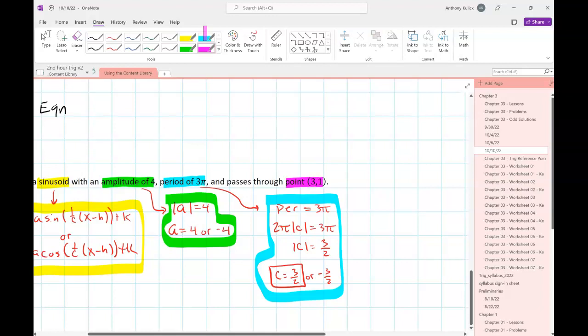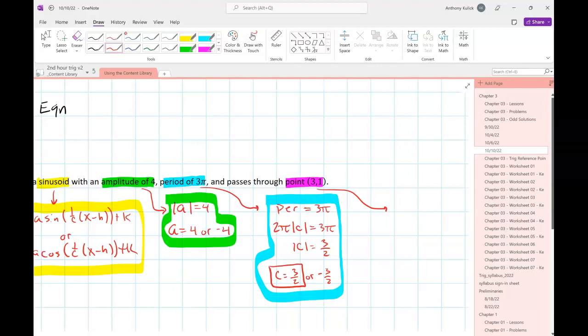And then we're told it passes through the point 3, 1. Somehow this piece is going to have to tell us then the h, the k, and the sign on a. Whoa, Mr. Gulick, that's kind of a lot of information for one little thing to be giving me. Well, that's true, but it's okay.